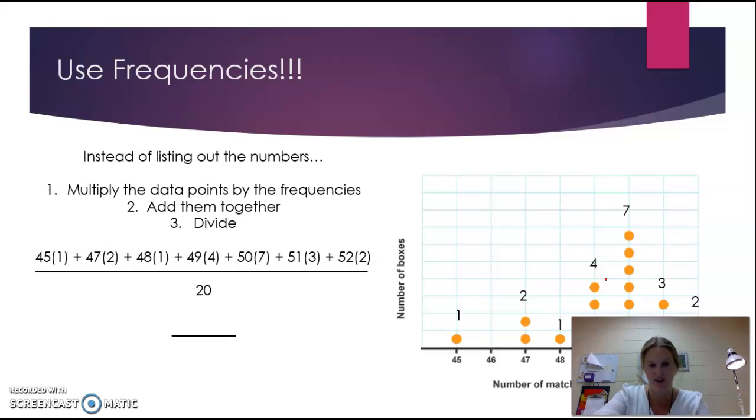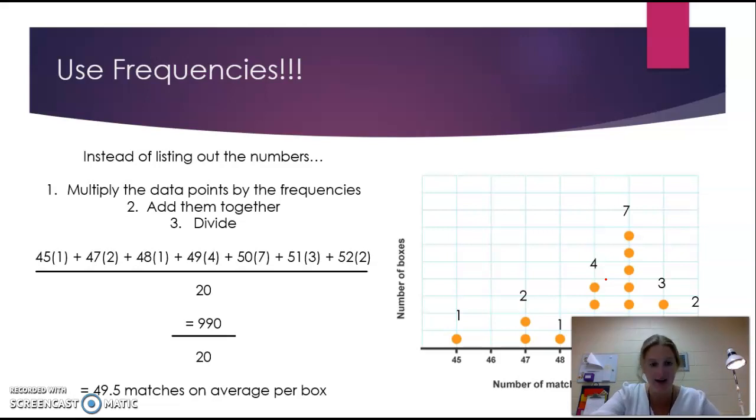So we're using the frequencies here. I didn't list out the numbers. I'm not listing 50 7 times. Instead, I'm just gonna multiply 50 times 7 in my equation here. And when I simplify this, I get 990 divided by 20, which gives me an average of 49.5 matches on average per box, just with the context of this problem.